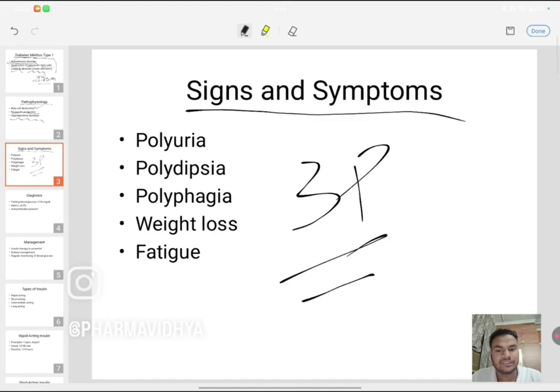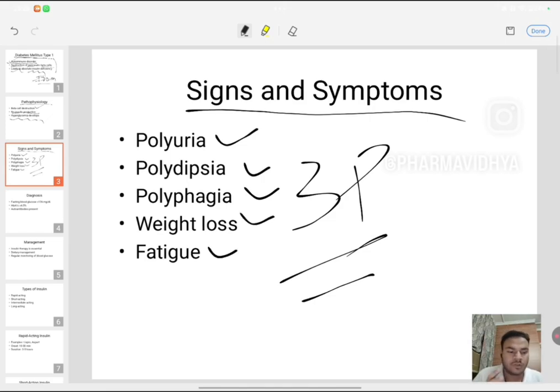Now, the signs and symptoms of type 1 diabetes mellitus are known by the 3Ps: polyuria, polydipsia, polyphagia, along with weight loss and fatigue. I will explain all these symptoms. First of all, polyuria means excessive production of urine. Polydipsia means excessive water intake. Polyphagia means excessive food intake.